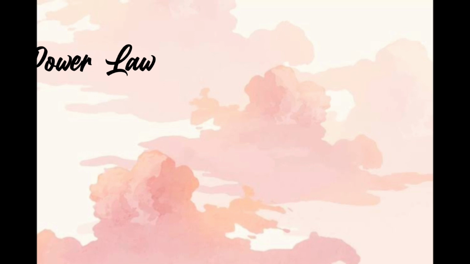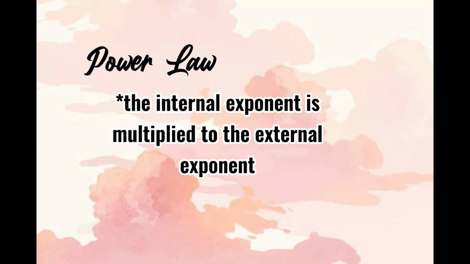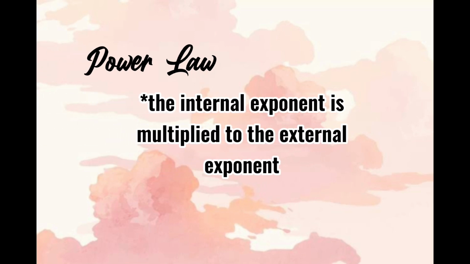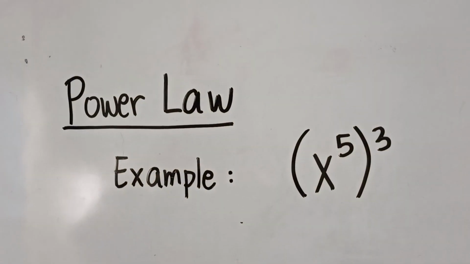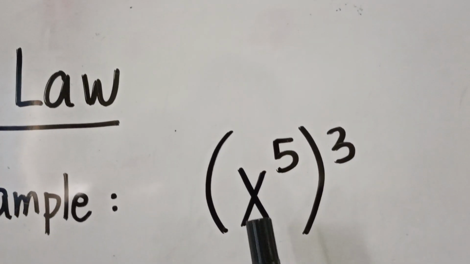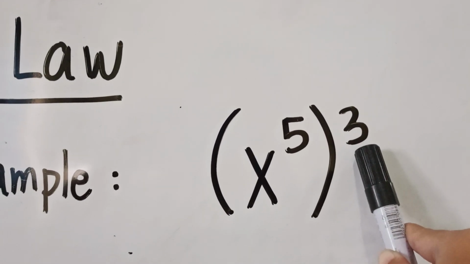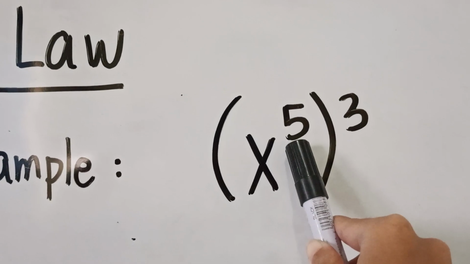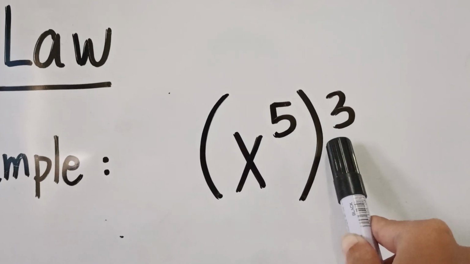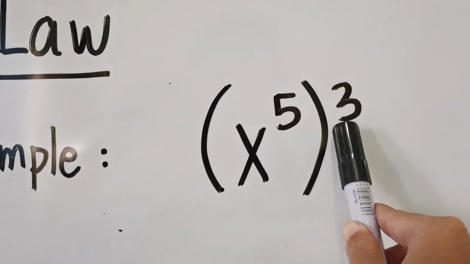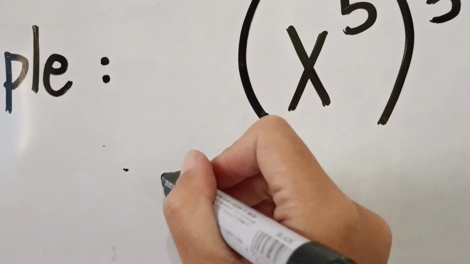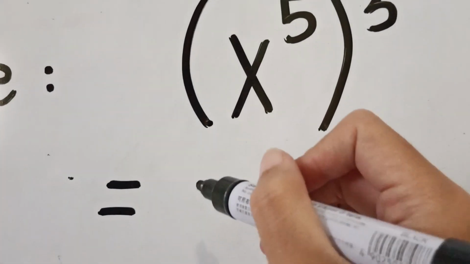The next law of exponents is the power law. The internal exponent is multiplied by the external exponent. Let's have some examples. We have here the quantity x to the power of 5 all raised to the power of 3. Now, 5 is the internal exponent and 3 is the external exponent. So we need to multiply these exponents.